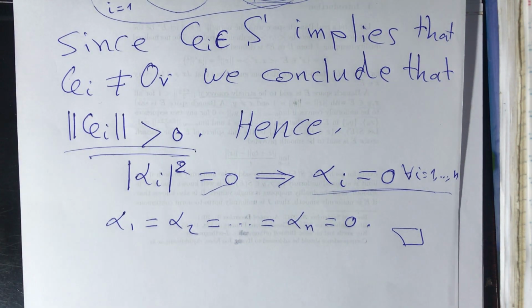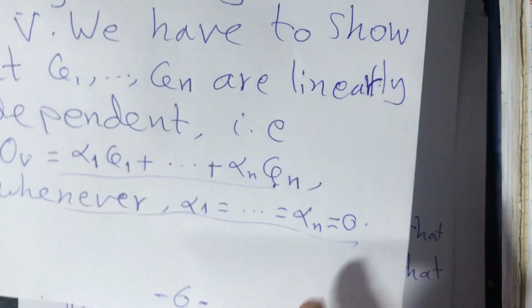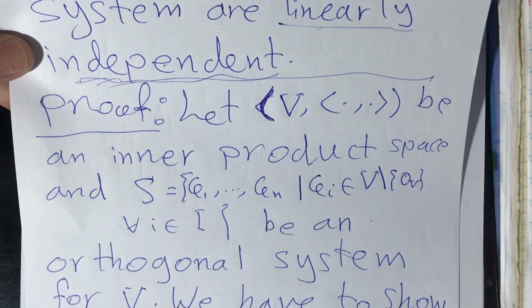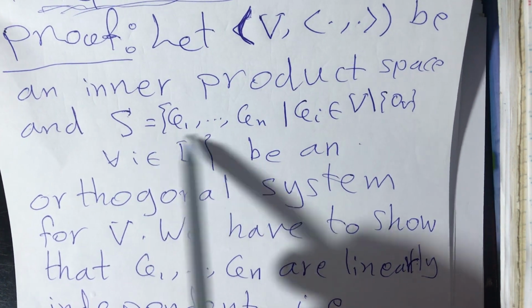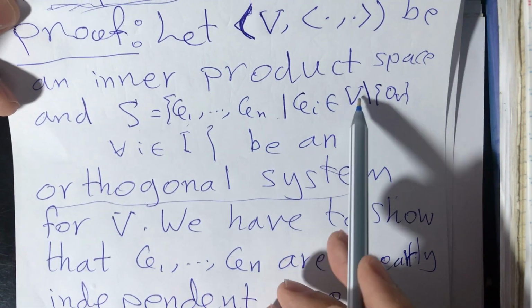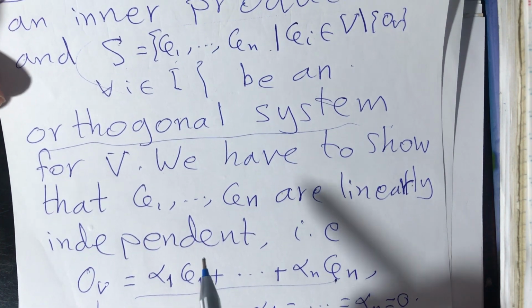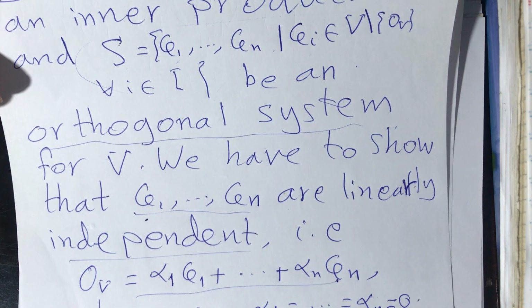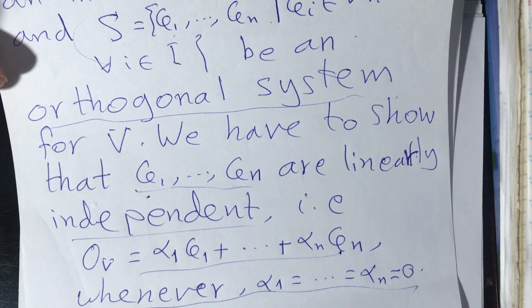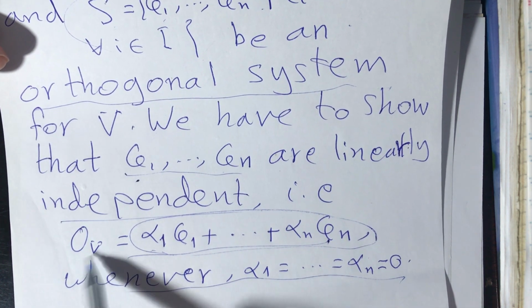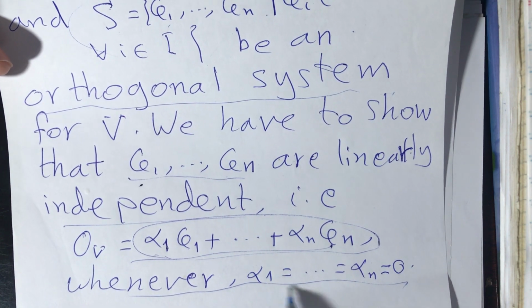I think you understand this theorem. I can repeat the proof of this theorem. Look, a finite orthonormal system should have to be linearly independent. Now we take this vector space V, and the set S, phi 1 to phi n, is an orthonormal system for V. To prove this theorem, we have to show that phi 1 to phi n are linearly independent. What does linearly independent mean? In mathematics, if a linear combination of phi 1 to phi n equals 0, then all of the coefficients alpha 1, alpha 2, alpha n equal 0. Now we have to show that.